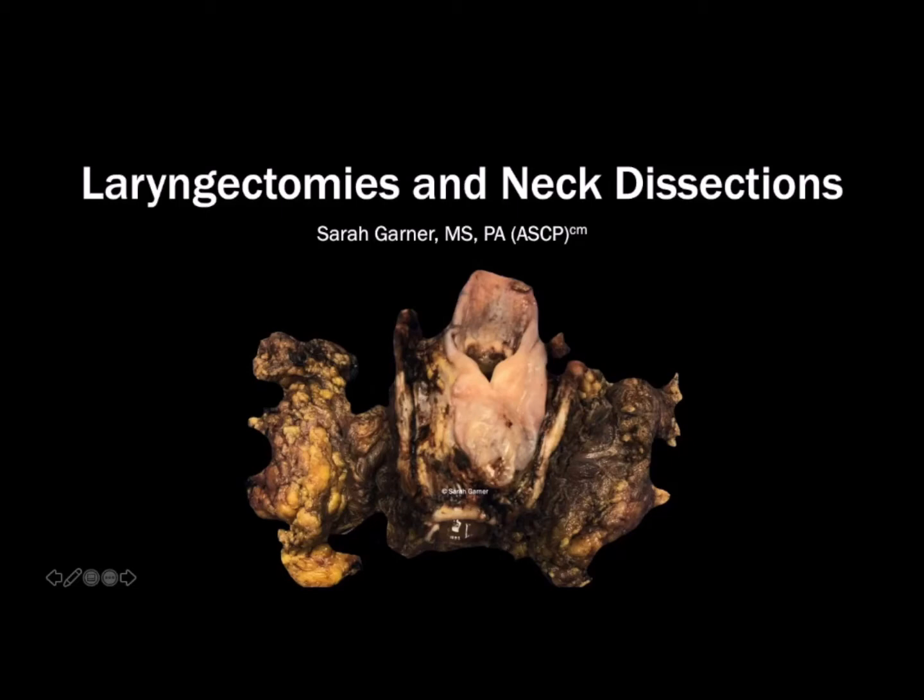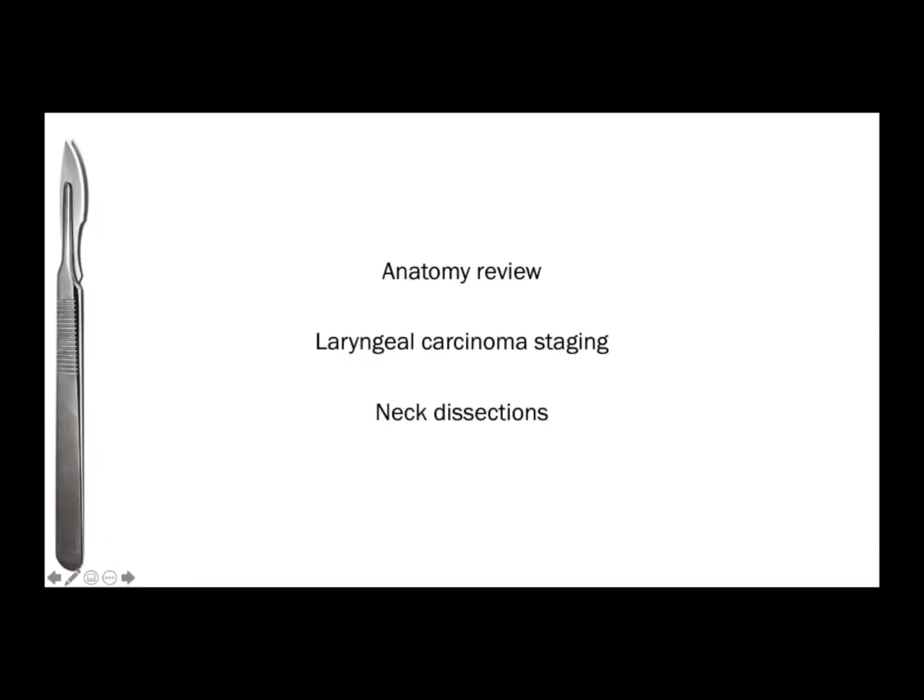This is designed specifically for pathologist assistants, but this can apply to anyone who is grossing these specimens. So pathology residents may find this very helpful as well. What we're going to do is go over the anatomy and have a brief review of the pertinent anatomy. We're going to go over staging of laryngeal carcinoma, and then we're also going to briefly touch on neck dissections.